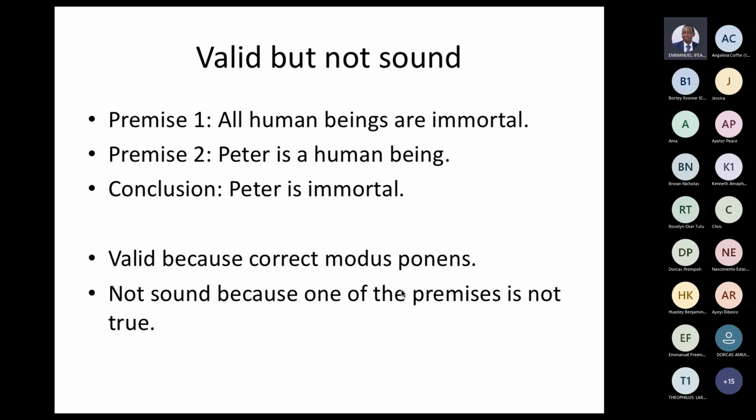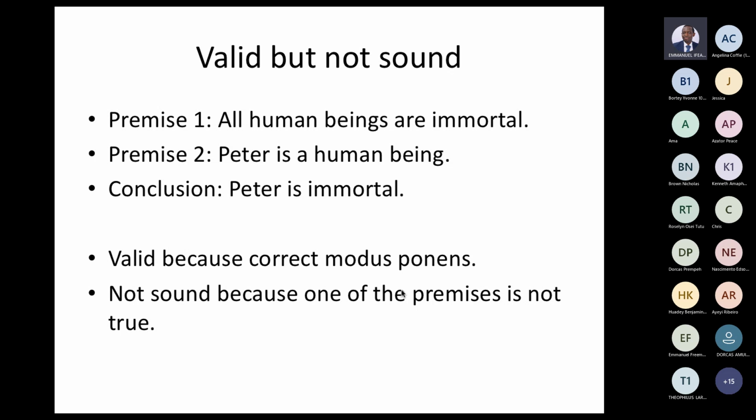All human beings are immortal. Peter is a human being. Therefore, Peter is immortal. This argument is valid because it is a correct modus ponens. It's correct because it affirms the antecedent. But the argument is not sound because one of the premises is not true. Premise one, all human beings are immortal, is not true.